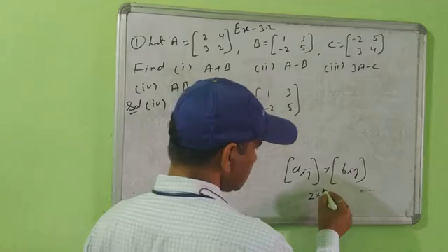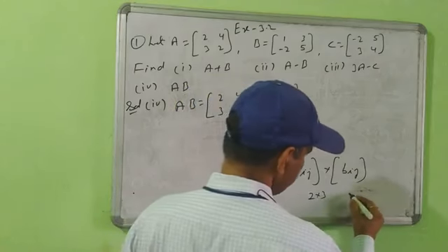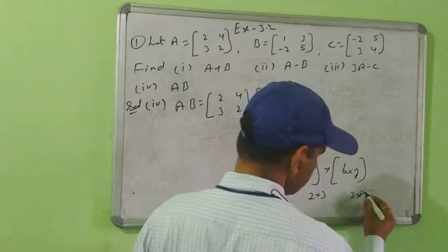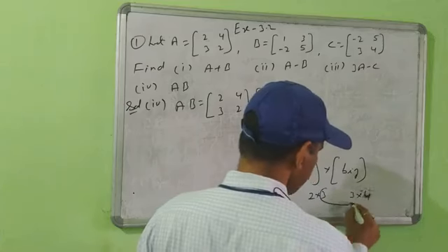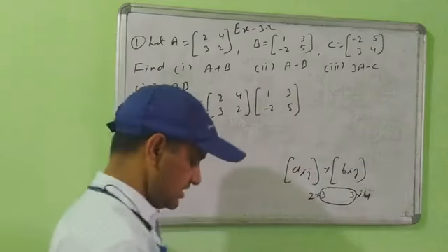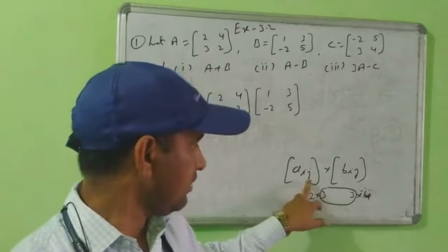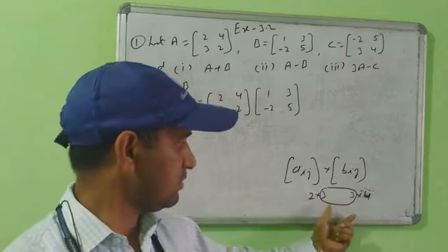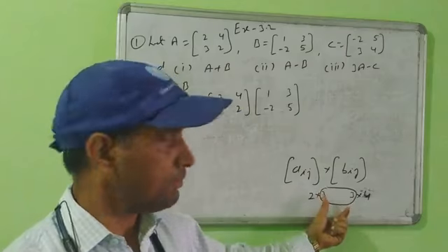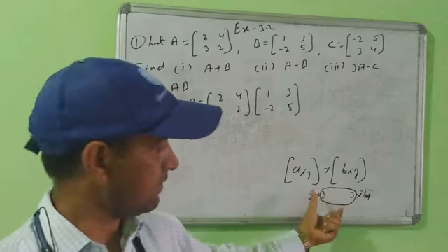How many columns does the first matrix have? This is compulsory. The second matrix can be 3 into 2 or 3 into 4, that does not matter. But this row and this column must match. The number of columns in the first matrix and the number of rows in the second matrix must be the same number. Then multiplication is possible, otherwise multiplication is not possible.